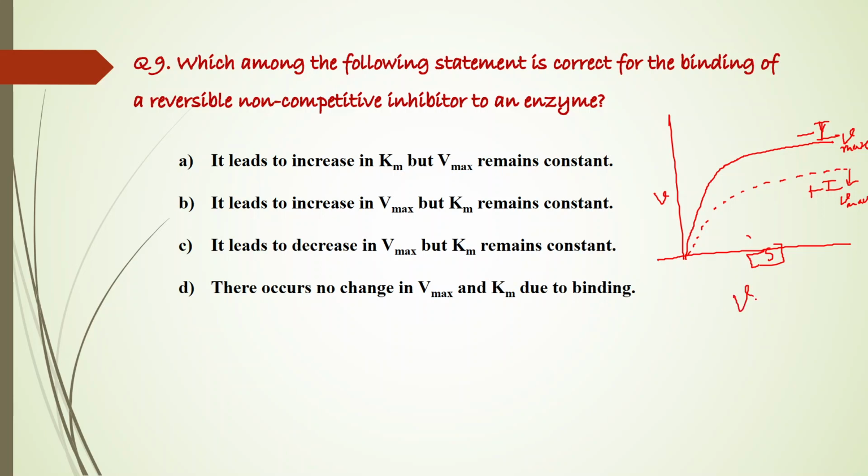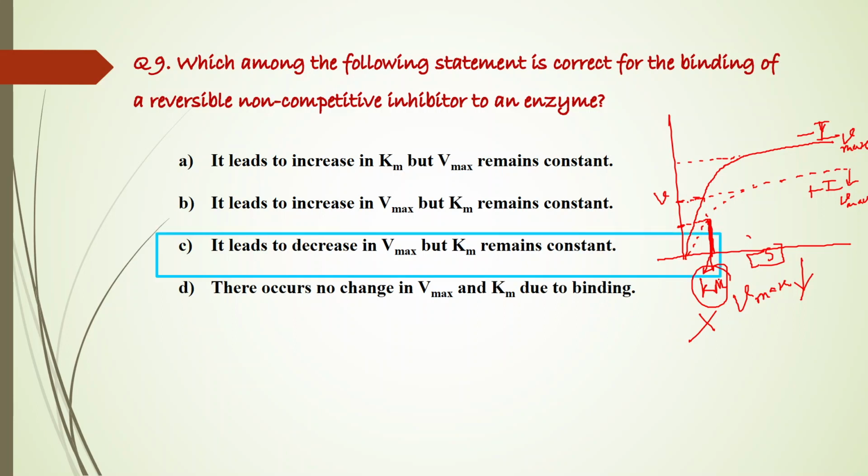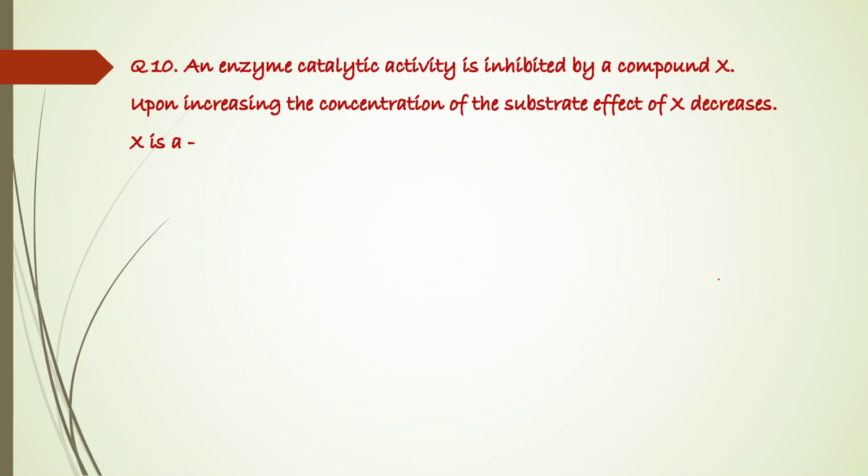So what happens to Vmax? In presence of a non-competitive inhibitor, Vmax decreases. Now for the Km value, what happened? We have to find the Vmax by 2 value. Without inhibition, our Km value was something like this. And for non-competitive inhibition as well, our Km value is also coming here. Just by drawing you can understand that the Km value does not change in case of a non-competitive inhibitor. So what should be our correct option? Option C, that there is a decrease in Vmax but Km remains constant.